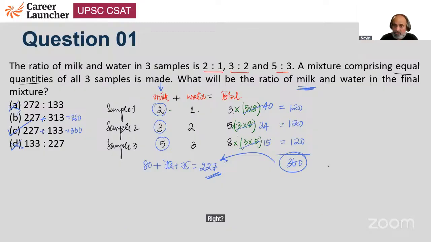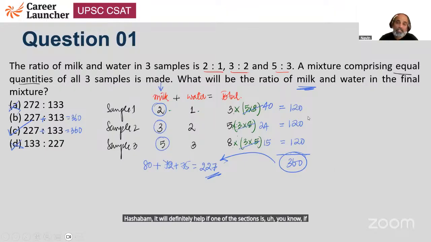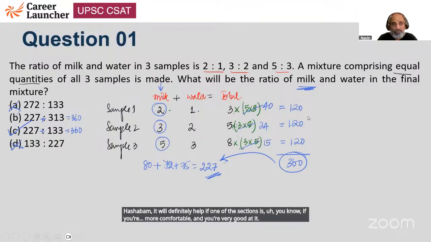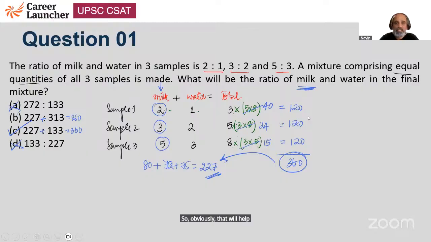Okay. Shubham has it out. Good, Farhad. Shubham, it will definitely help if one of the sections is, if you are more comfortable and you're very good at it. So obviously that will help because it will help you clear out this overall cutoff, right?